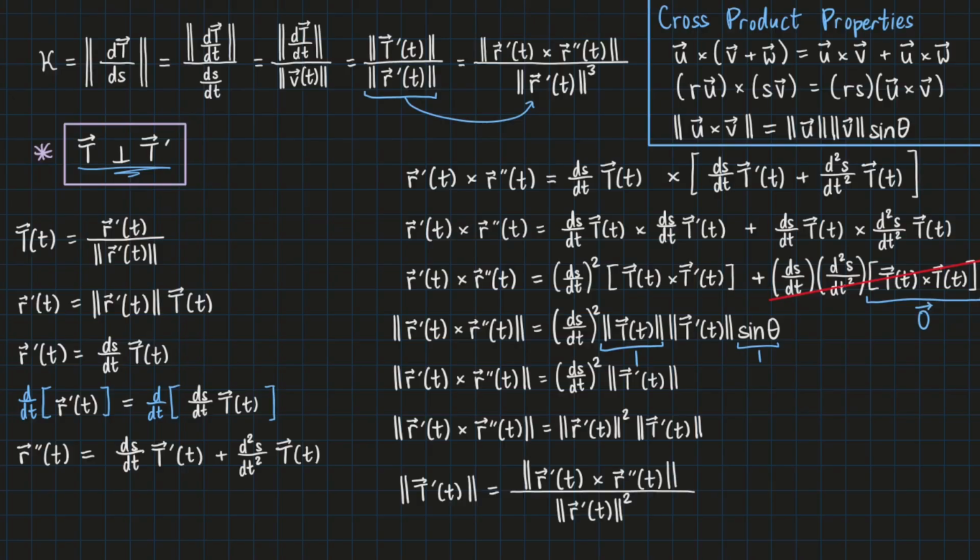Let's go back to the curvature formula. Here's the magnitude of T prime of t, and that is divided by the magnitude of r prime of t. If we divide this term by the magnitude of r prime of t, then in the denominator we'll have the magnitude of r prime of t cubed. That's where this comes from.